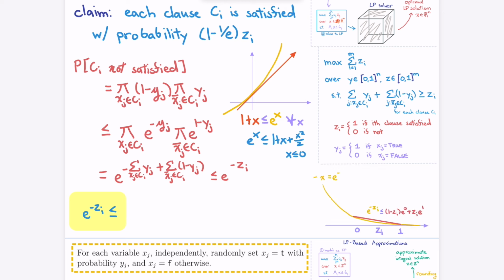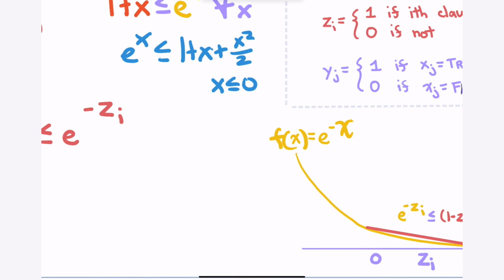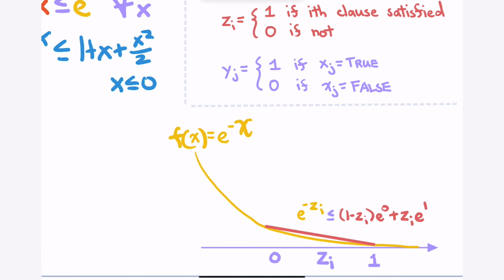Okay, I have a picture. Oh, I erased part of it though. f of x is equal to e to the minus x. Okay, so f of x is equal to e to the minus x is a convex function, right? And so I can look at this function being plotted. It has some value at 0, some value at 1, and some value at zi. And I know that the curve is bounded above by where that straight line would be.